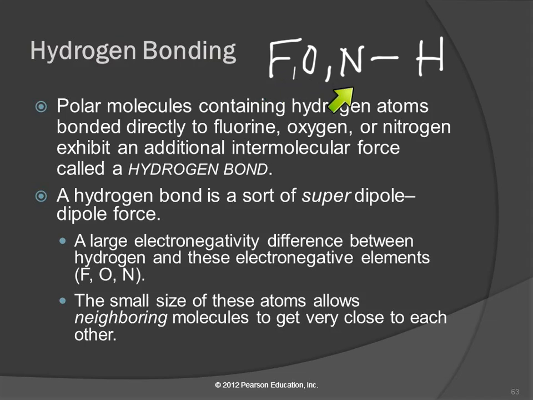Fluorine, oxygen, nitrogen bonded to hydrogen. If you've got ET in your molecule, you've got hydrogen bonding. Okay? It's got to be one of these. You have to have a fluorine hydrogen bond, an oxygen hydrogen bond, or a nitrogen hydrogen bond. If you have one of those, you can have hydrogen bonding.